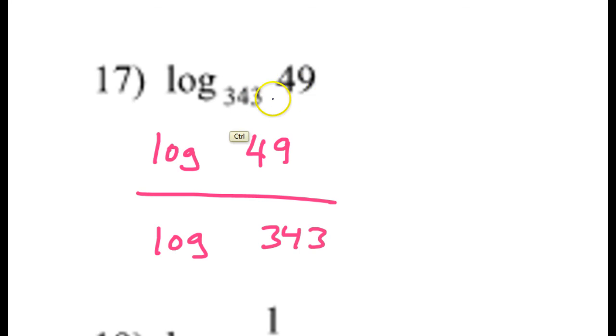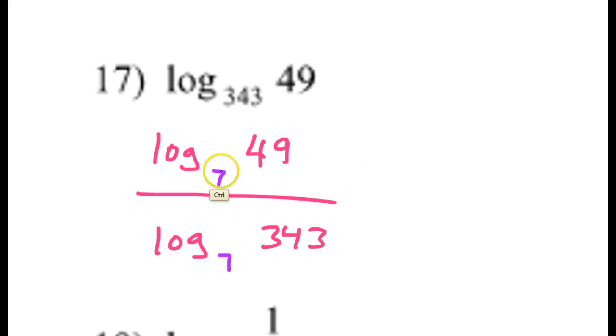So what is the base that these have in common? Well, 49 can be written as 7 squared, and 343 is 7 to the third power. So they both can be written using base 7. So let's use base 7. So now we can do the problem.